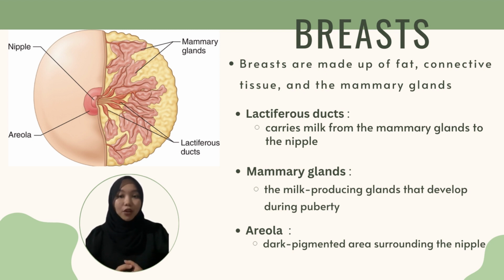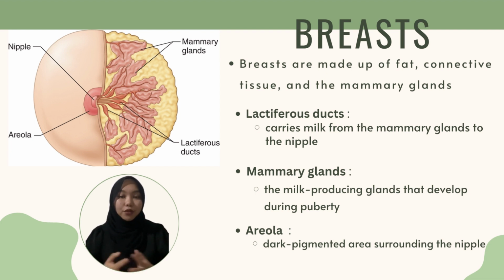Mammary glands, which are also known as lactiferous glands, are the milk-producing glands that develop during puberty. The lactiferous ducts, also known as milk ducts, carry milk from the mammary glands to the nipple. In addition, lact means milk and ferent means carrying or producing.